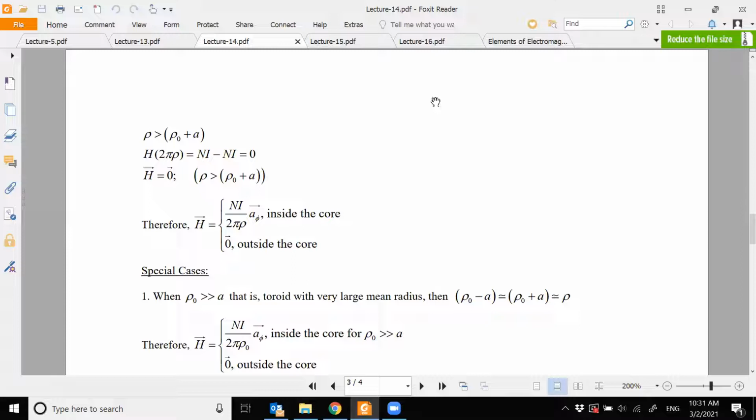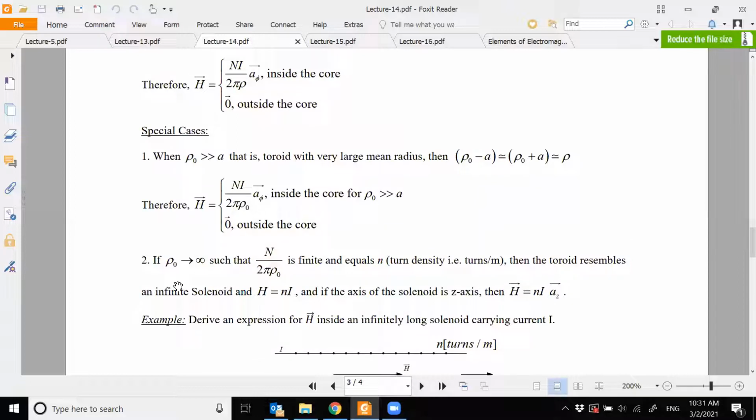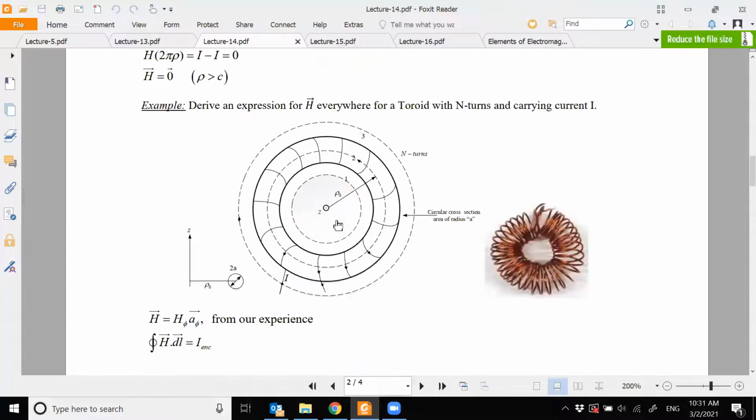This is the toroid. Now, we are just taking some special cases of the toroid. What are the special cases of the toroid? That if rho 0 becomes very much greater than A, what does that mean? That means if rho 0 becomes very large and the diameter of your cross section becomes very small. See, this rho 0 is becoming very large. That means your ring is now increasing and the diameter of the cross section is going down.